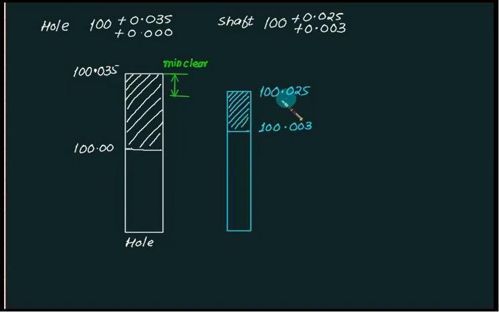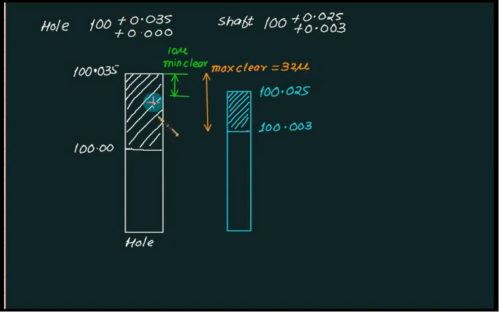So minimum clearance is 100.035 minus 100.025, that is 0.01 mm, equal to 10 micron. And if we select the maximum size of the hole and the minimum size of the shaft, you will get the maximum clearance. So this time we will get the maximum clearance. It will be 100.035 minus 100.003, that equals 0.032 mm or 32 micron.